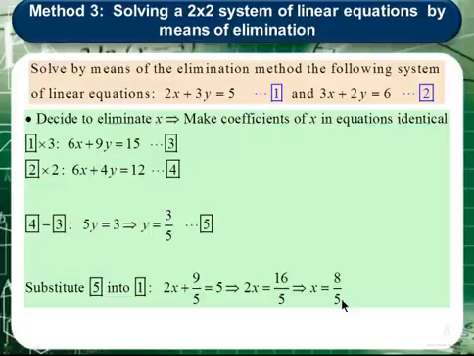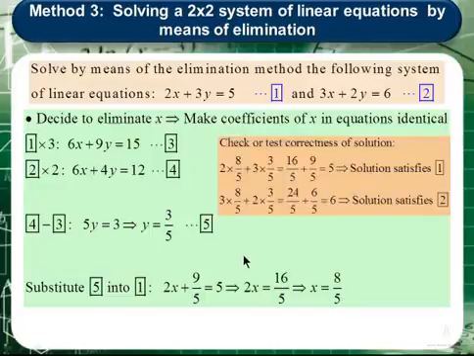over 5. And clearly we have to check our result in this case by substituting y is equal to 3 over 5 and x equal to 8 over 5 in both these equations and see if they satisfy both of them. And indeed that is the case. So here we have generated then the solution for the 2x2 system of linear equations by making use of the elimination method.